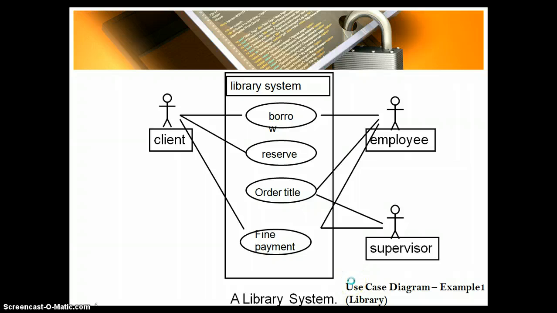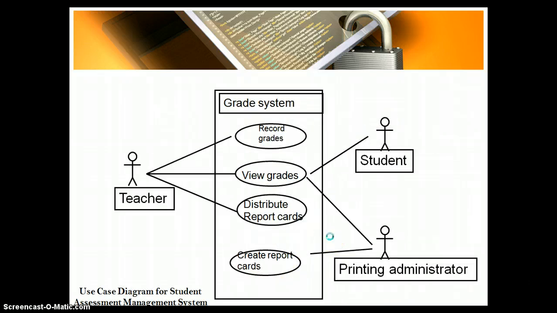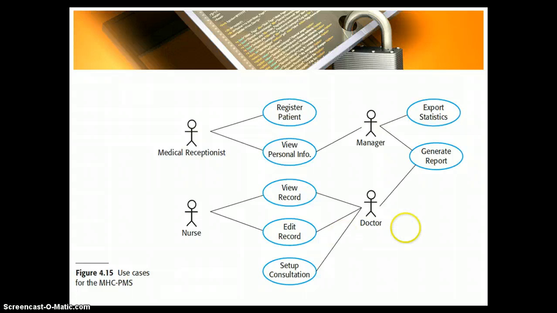Okay, it's a library management system. Here the client can borrow, reserve, and find payment. The employee can borrow and order title, meaning the employee can order the book. The supervisor can order title and find payment. I don't know why the supervisor would find payment, it's very confusing. Okay, let's move on.